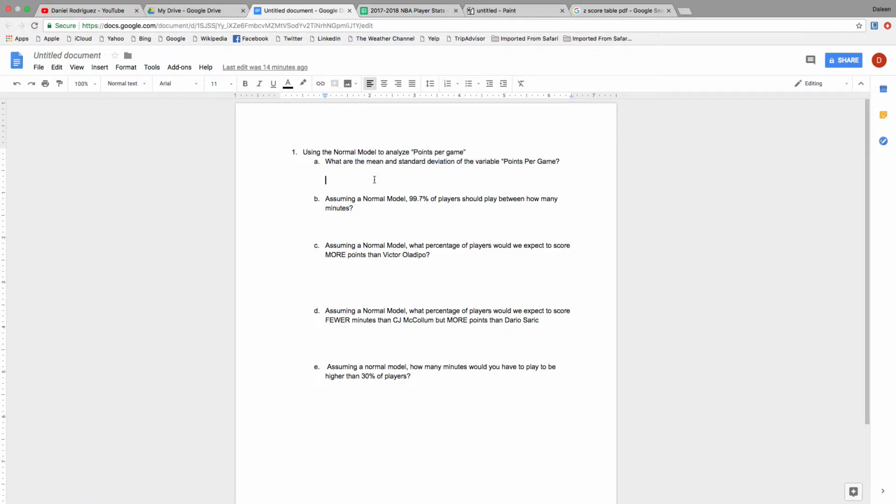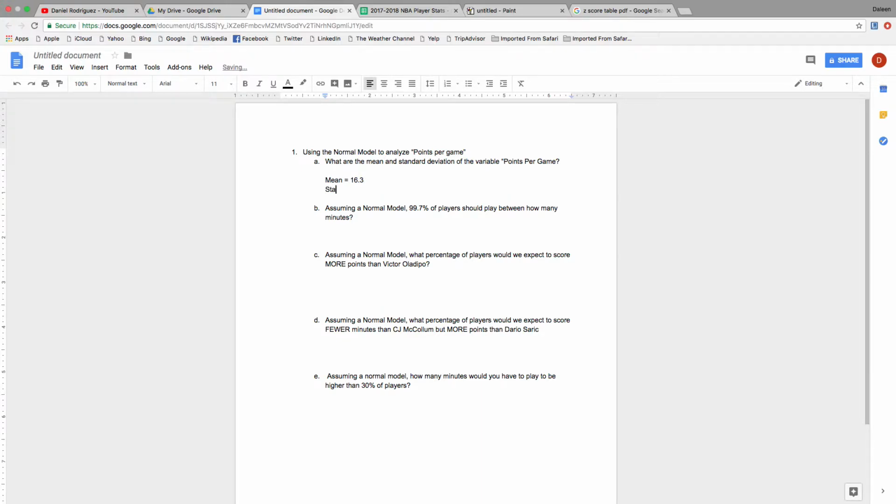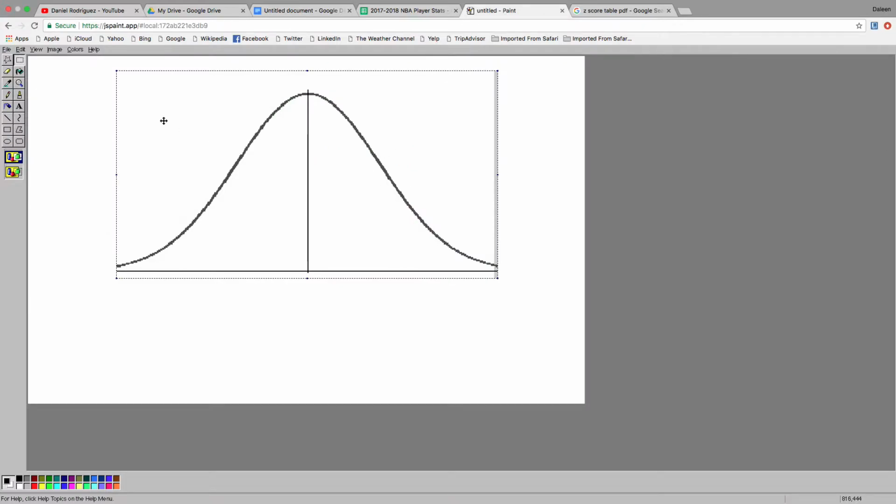So mean equals 16.3. Standard deviation equals, what do we say, 4.95. All right, so we have a mean and standard deviation. Assuming a normal model, 99.7% of players should play between how many minutes? So if we use our 68, 95, 99.7 rule, let me do a little drawing here, or I'll do lines.